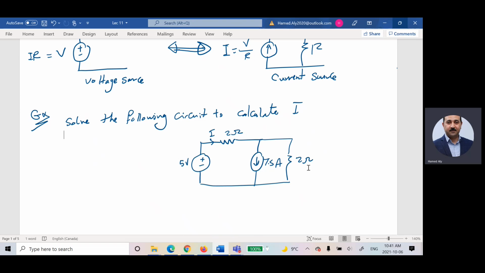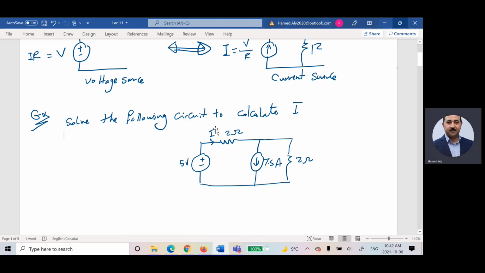Can I use one? Yes, I will use this guy as a super mesh. Am I right? So I can use this guy as a super mesh, and I will say the summation of the voltage for this super mesh is equal to 0. At that time, I will assume the current in this mesh is I1, and the current in this mesh is I2, and the current in this guy is I1 minus I2, based on the direction.